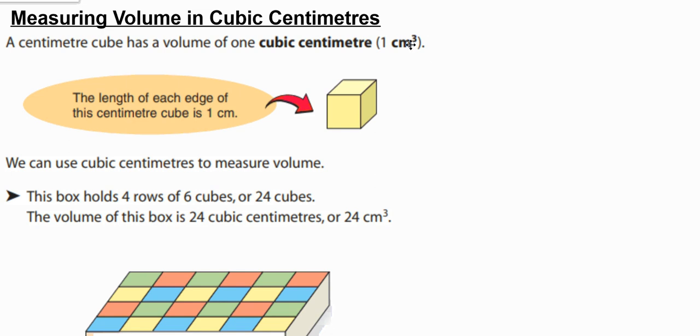Now, another thing I do want to talk to you about is the way that we write it. A cubic centimeter is written as 1 cm, which is centimeter, and then a little 3. When we did area, we had a little 2, which meant squared. When we have this little 3, it's called an exponent, and it's written not on the same line as centimeters. It's kind of up and smaller. And that is our notation for cubic measurements, or for volume measurements.